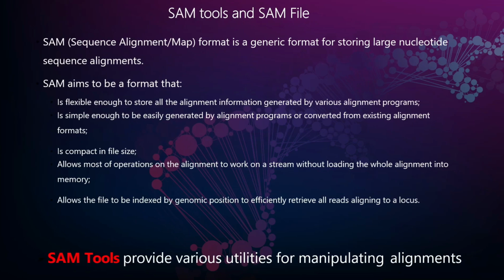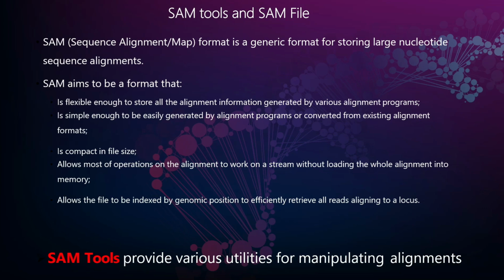So in the last lecture, we created a SAM file. What basically is SAM? A SAM file is a Sequence Alignment Map format, which is a generic format for storing large nucleotide sequence alignments. SAM aims to be a format that is flexible enough to store all the alignment information generated by various alignment programs, and also simple enough to easily generate by an alignment program and convert into existing alignment formats. And it's compact in file size.